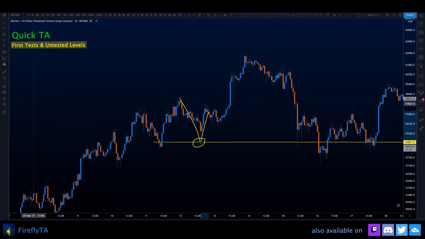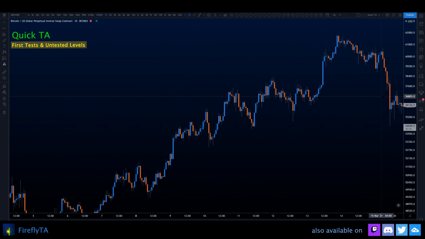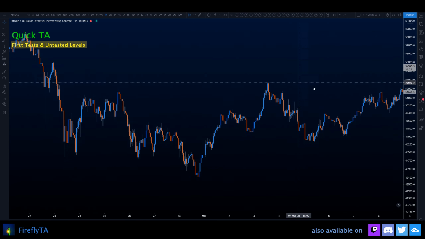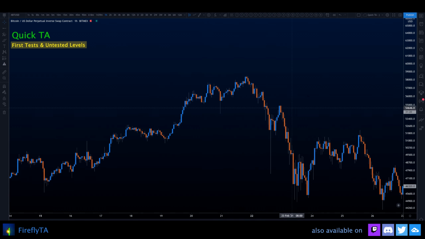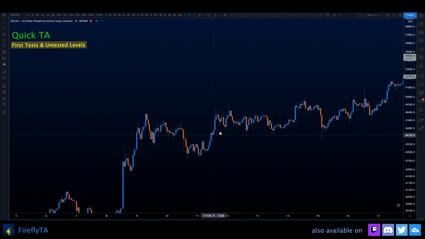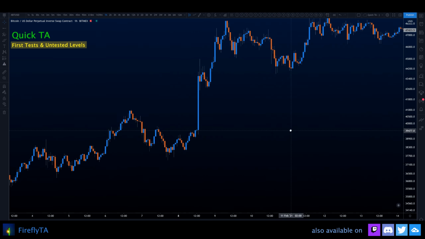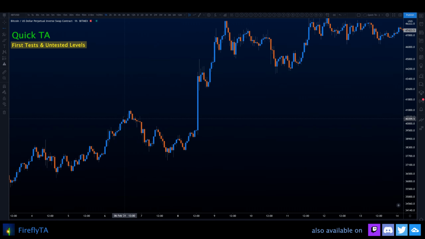So you can see price action very often as a sequence of first tests. If you understand this concept, it's one of the most important ones in price action and support and resistance theory. So let's continue looking for first tests. For example, this one, I could draw this one, as you can see.